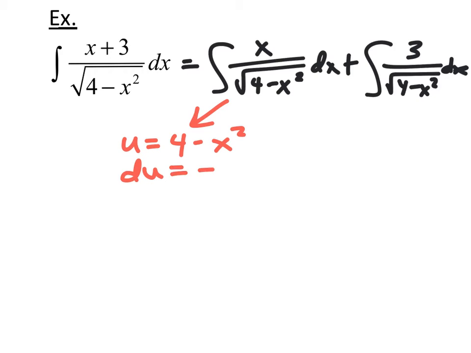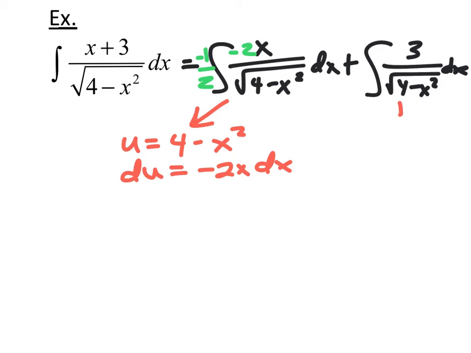Du would then be negative 2x dx. Notice in the numerator I only have x dx, so I need that negative 2 on the inside, negative 1/2 on the outside, and then that will fit u substitution perfectly.